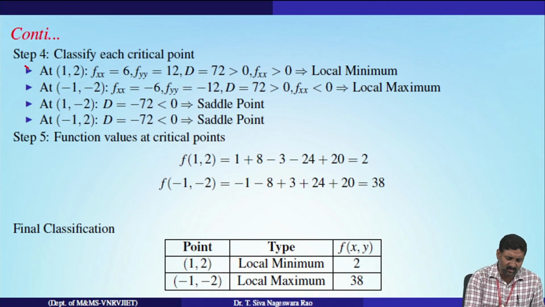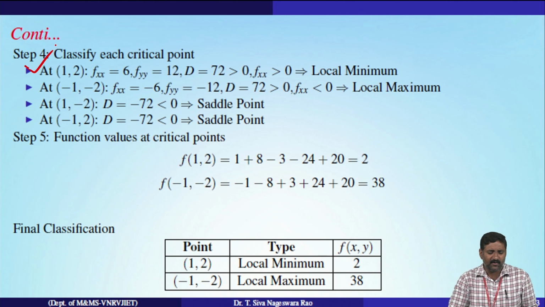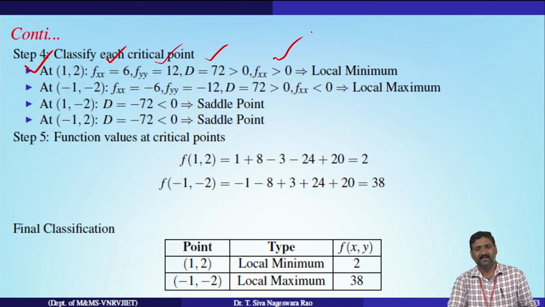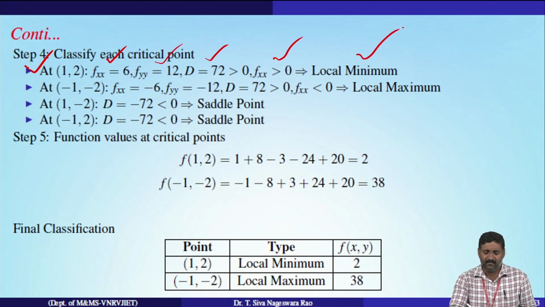At 1 comma 2 the value of fxx is 6, fyy is 12, D value is 72. Clearly it is greater than 0. And what is fxx? 6. Clearly it is also greater than 0. Hence what is the conclusion based on our procedure? The function will have a local minima at the point 1 comma 2.